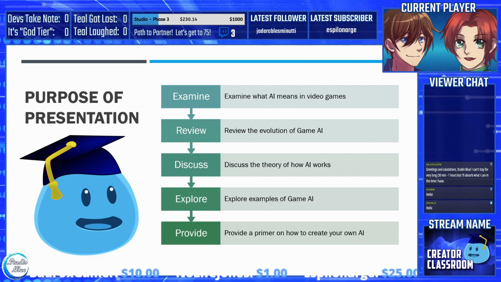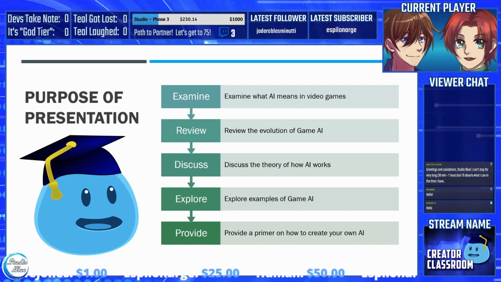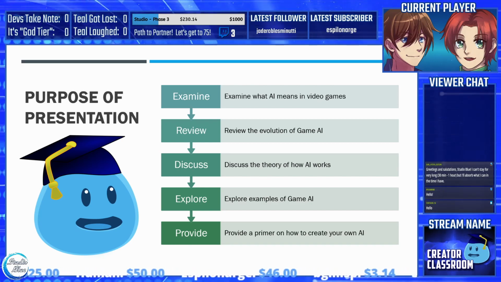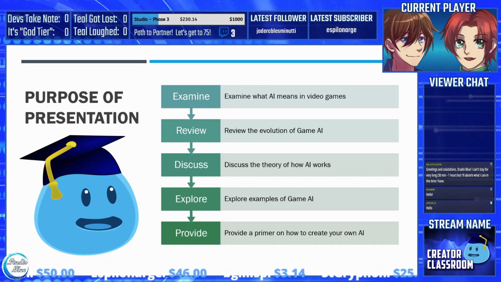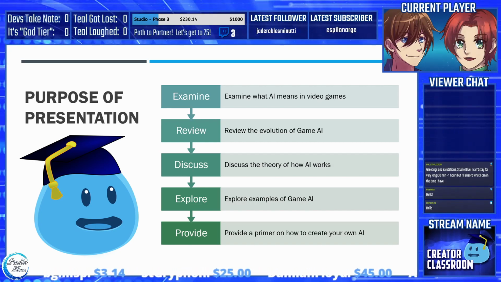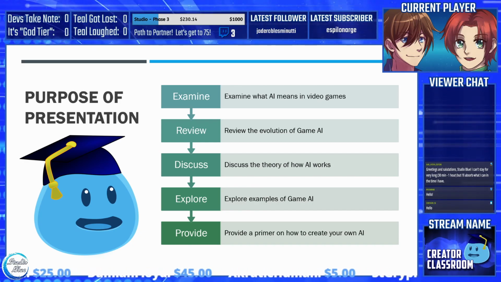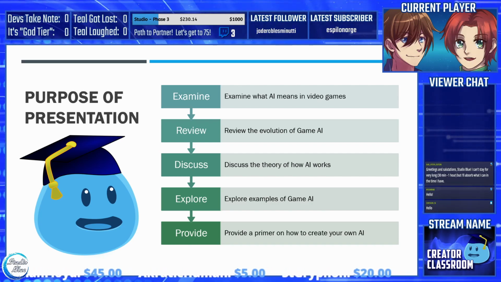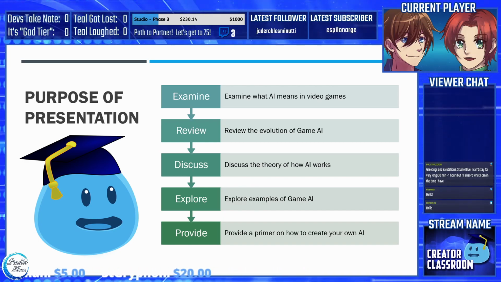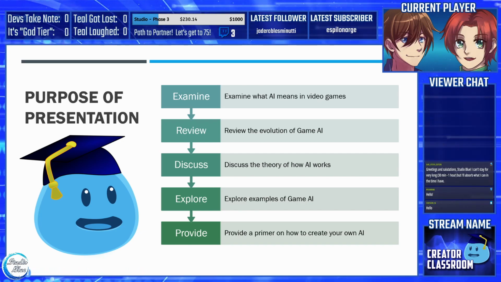And then we're going to go over the models of how they work, and then we're going to explore examples of game AI. And then finally, we're going to provide a primer for you guys. This primer will help you figure out how you best can create a good functioning AI system for your video game project. It can be anything from programming in a programming language, using visual scripting like blueprints. Heck, you could technically create an AI model using eventing and conditional loops in RPG Maker. Which we've done.